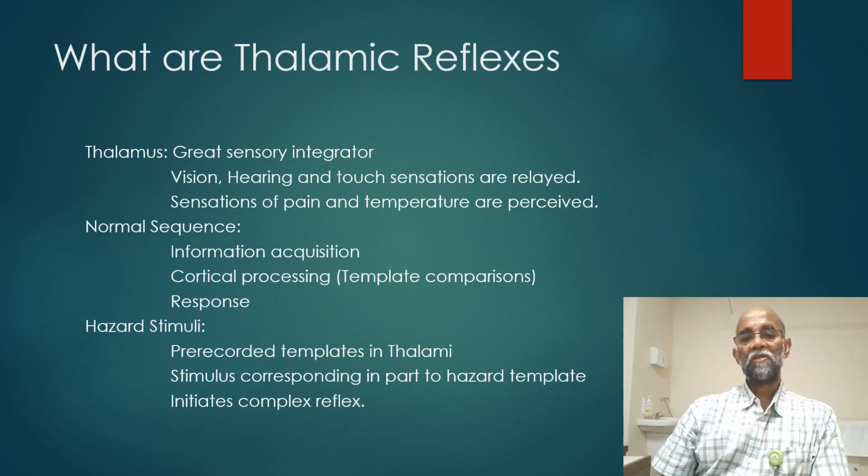The thalamus is a great sensory integrator. Vision, hearing, and touch sensations are relayed through the thalamus. They are sent to the cortex, where identification and evaluation of the sensory input is possible. However, danger signals like pain and temperature are perceived at the level of the thalamus.